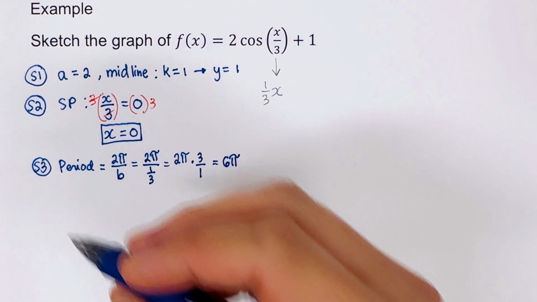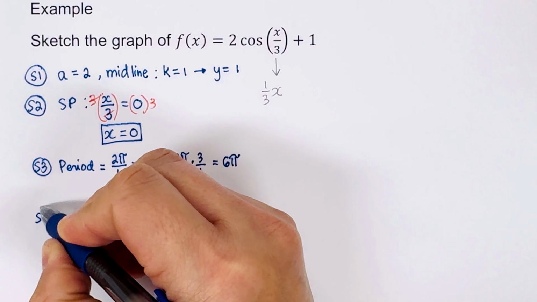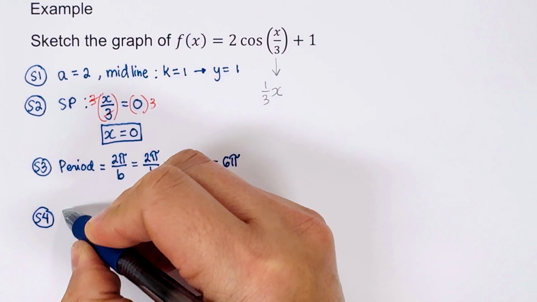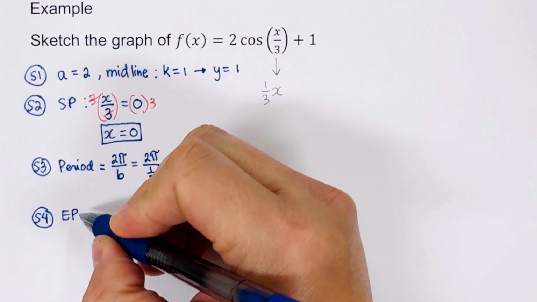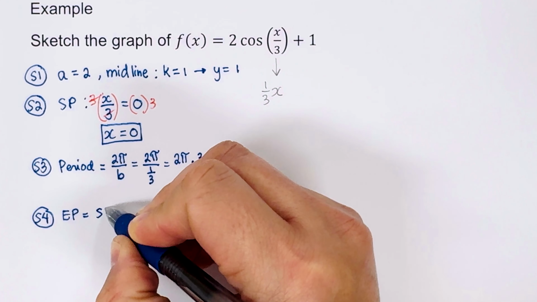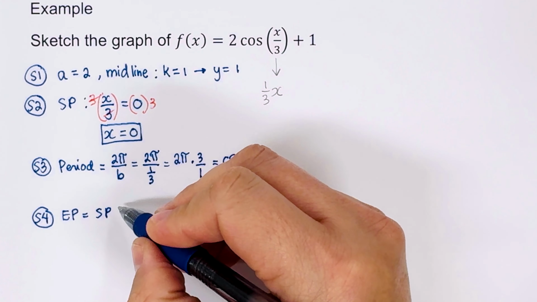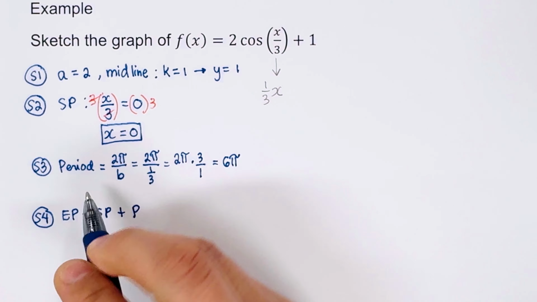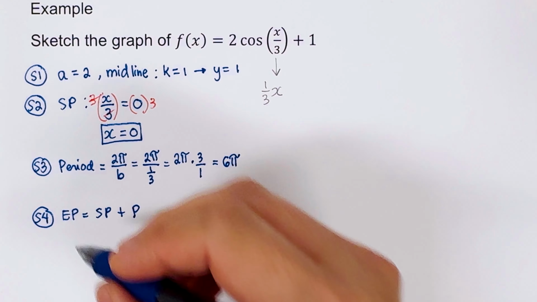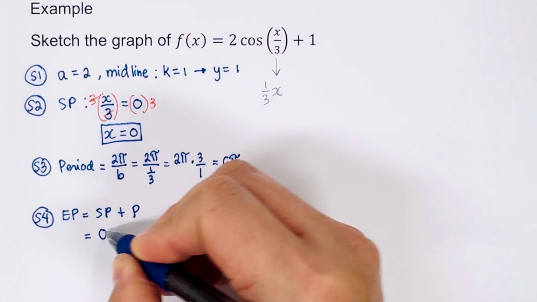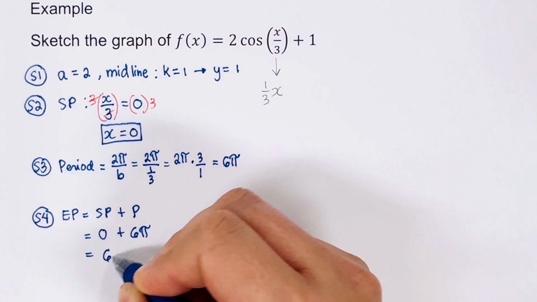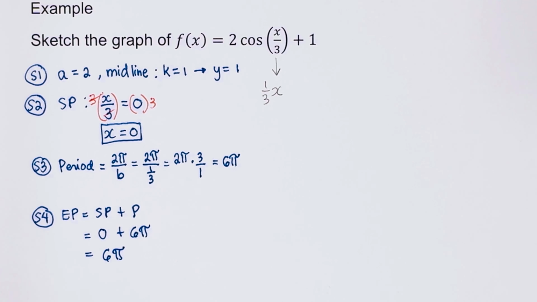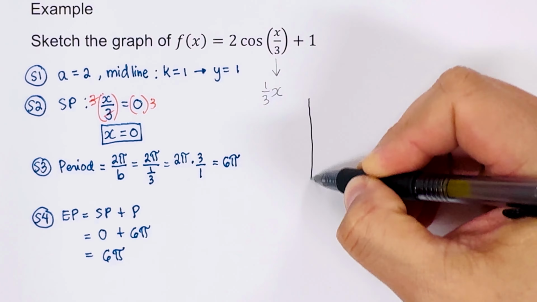Now let's move on to the fourth step. For the fourth step, we are supposed to find the end point, or where the graph ends if we take only one cycle. The formula for the end point is the starting point, the one that we get in the second step, plus the period, the one that we get in the third step. In this case, we got 0 plus 6 pi. So our end point is 6 pi. We're now ready to sketch the graph.